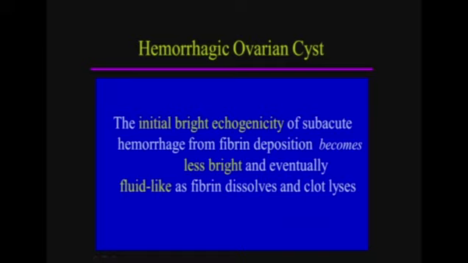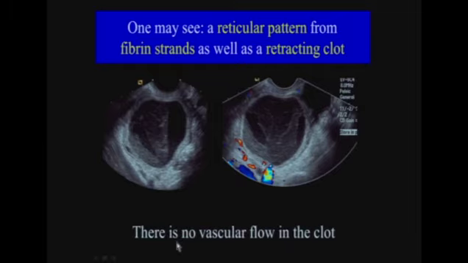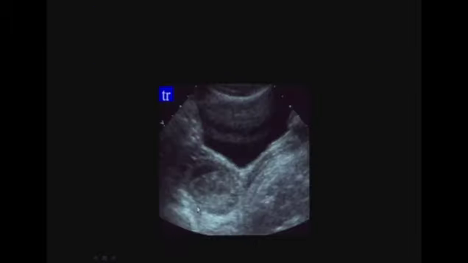The initial bright echogenicity of subacute hemorrhage from fibrin deposition becomes less bright and eventually fluid-like as fibrin dissolves and clot lyses. One may see in such patients a reticular pattern from fibrin strands as well as a retracting clot. And these two images show no vascular flow in the material seen within the cystic area that is hemorrhage.